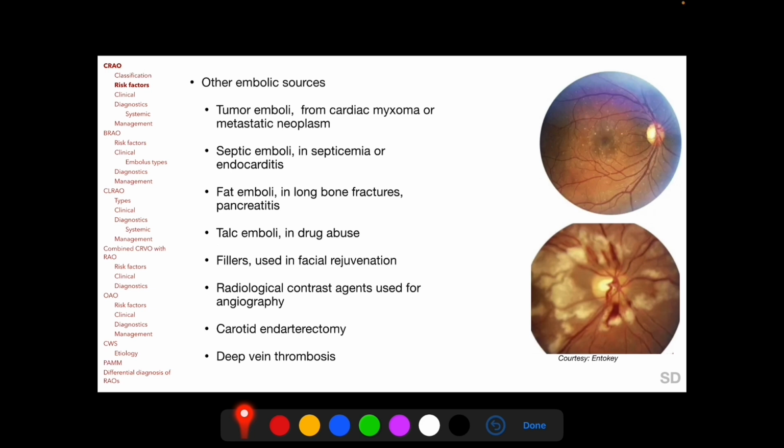Other infrequent sources of emboli can be tumor emboli from cardiac myxoma or metastatic neoplasm, septic emboli due to septicemia or from endocarditis, fat embolus in long bone fractures or pancreatitis, as shown here in this clinical photograph, talc emboli in intravenous drug addicts, as seen here in this clinical photograph, fillers injected in the face for cosmetic purposes, radiological contrast agents used for angiography, dislodged thrombus during carotid endarterectomy, and deep vein thrombosis.